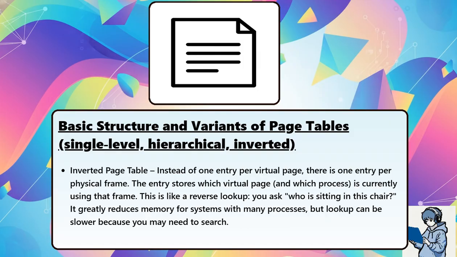Inverted page table. Instead of one entry per virtual page, there is one entry per physical frame. The entry stores which virtual page and which process is currently using that frame. This is like a reverse lookup. You ask who is sitting in this chair. It greatly reduces memory for systems with many processes, but lookup can be slower because you may need to search.